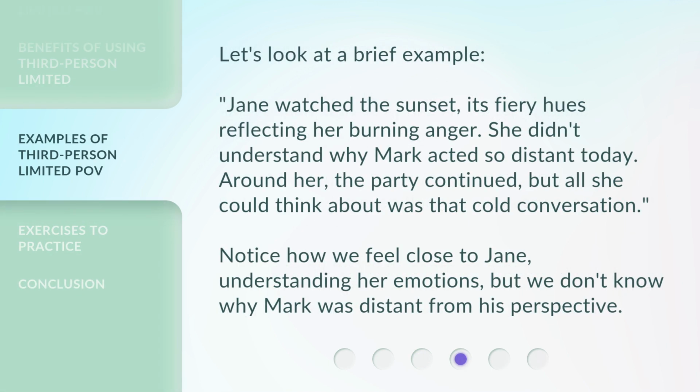Let's look at a brief example. Jane watched the sunset, its fiery hues reflecting her burning anger. She didn't understand why Mark acted so distant today. Around her, the party continued, but all she could think about was that cold conversation. Notice how we feel close to Jane, understanding her emotions, but we don't know why Mark was distant from his perspective.